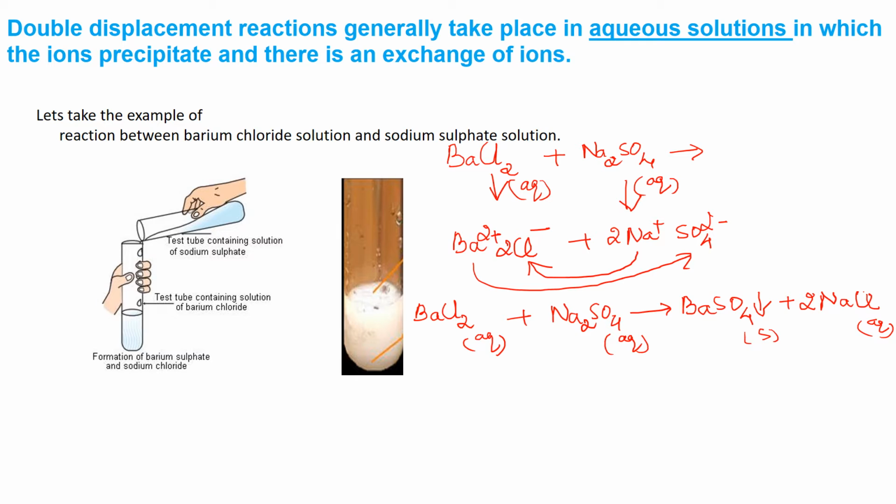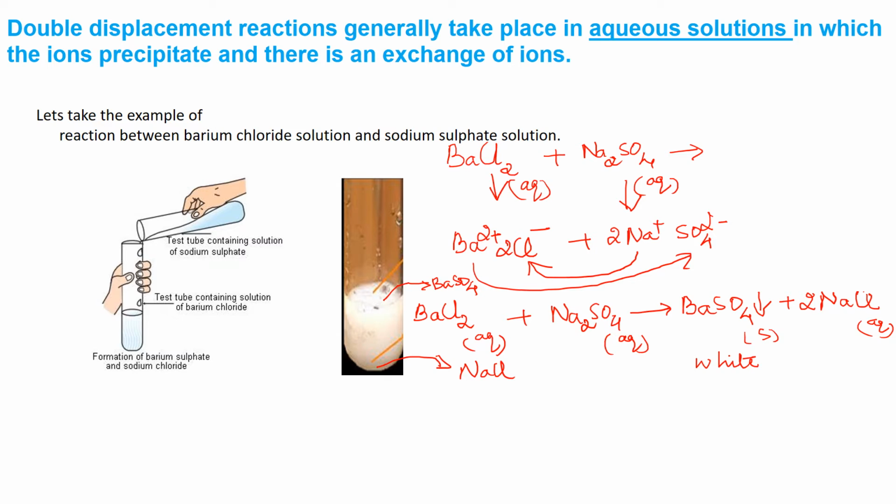Now barium sulfate is a white colored precipitate. You can see this from the diagram. In this picture you can see above, the white colored precipitate is of barium sulfate, and below you have a solution of sodium chloride. This is how the reaction takes place. Barium chloride combines with sodium sulfate to form a white colored precipitate of barium sulfate and a solution of sodium chloride. You can see here two times displacement. There is a mutual exchange of ions between these compounds. That is why the name double displacement has come.